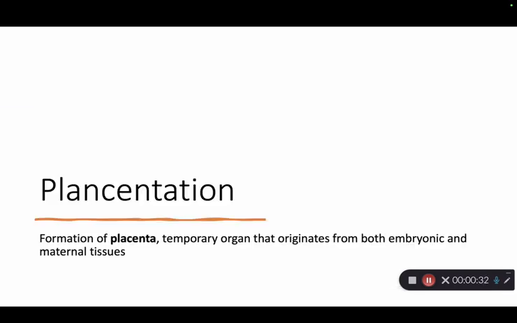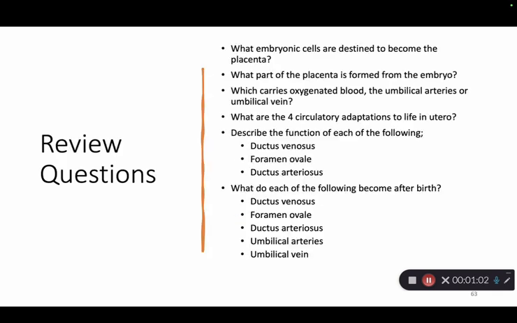Now we'll lastly turn our attention to the placenta, a remarkable but temporary organ that's formed from both embryonic and maternal tissues. It serves multiple roles: nutrient exchange, waste removal, gas exchange, and endocrine signaling. Understanding placental development is crucial not only for obstetrics, but also for recognizing complications like preeclampsia or intrauterine growth restrictions.